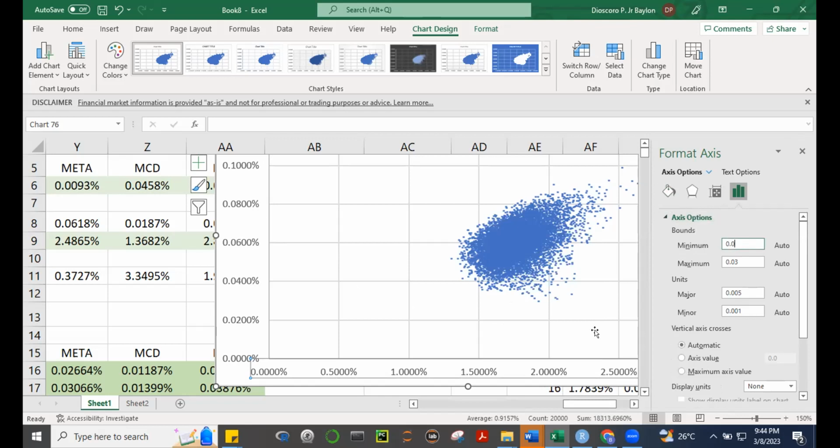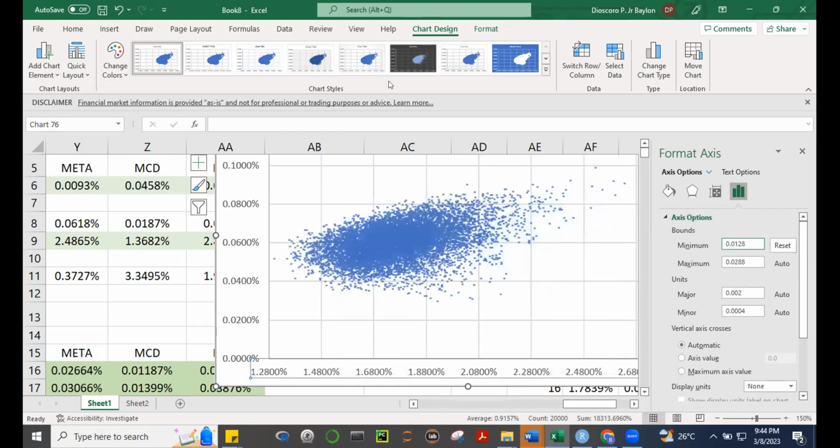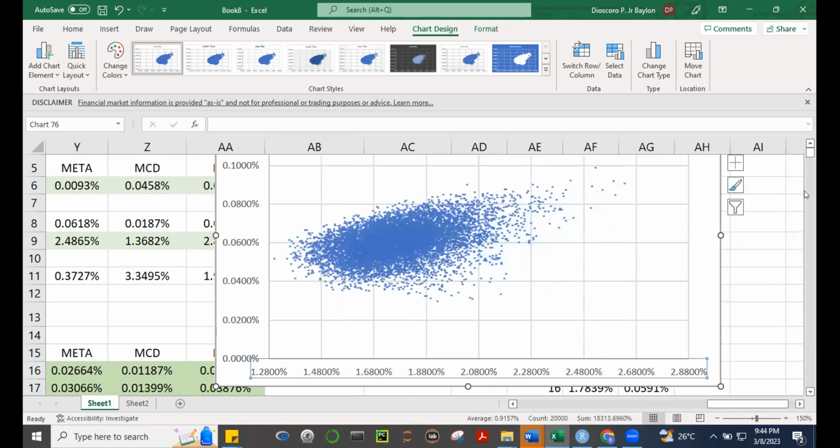Yes, sir, 1.29, Chef. Okay, sige. Thank you. 1.28. I'm really going to forget things. Okay, that is the minimum. Enter. Oops, it should be 0.128. Alright, that's somewhat okay now.